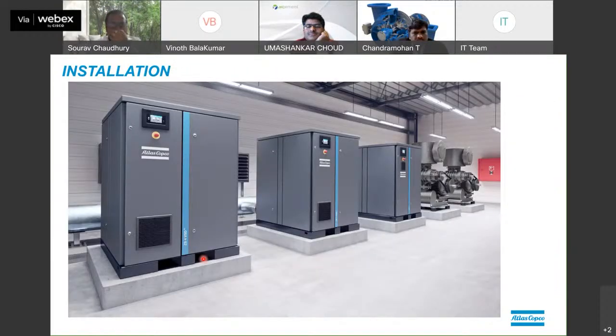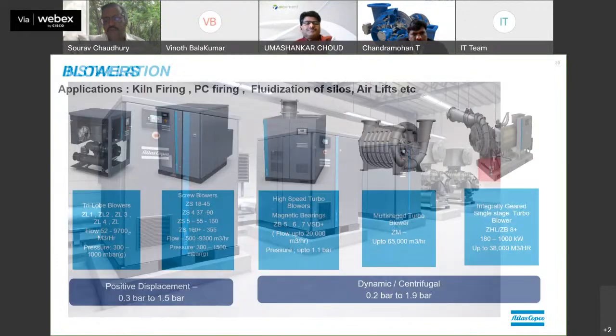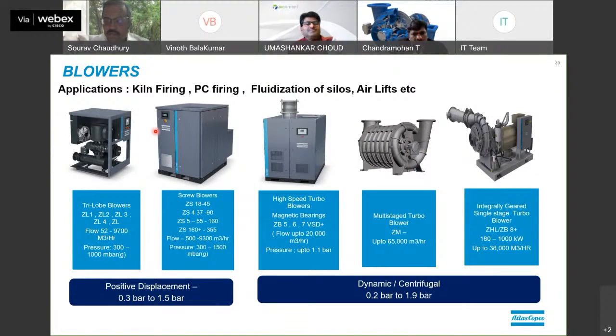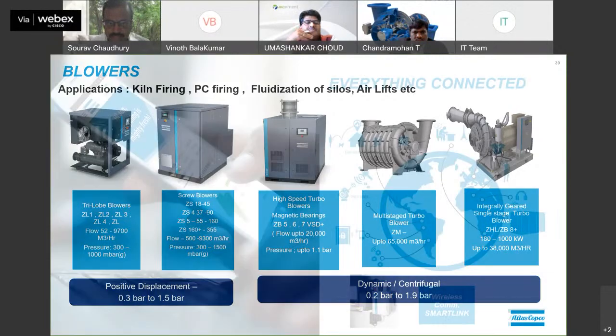So these are some of the installations you can see. These are photographs taken of some of the installations. Most of them are governed by microprocessors which are connected, with all the latest technologies, so you can get all the information with a click on your mobile. Overall, this is the blower portfolio that we have. We have blowers for almost all sizes and dimensions and flow and pressure requirements.